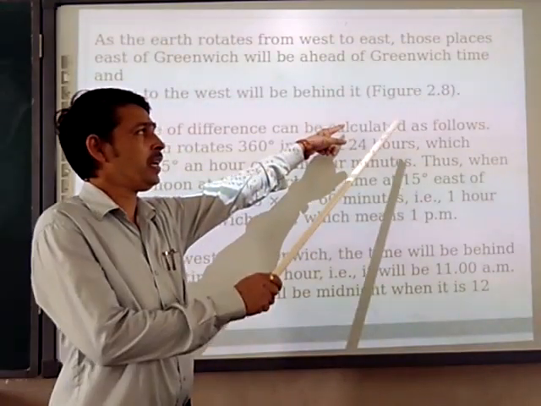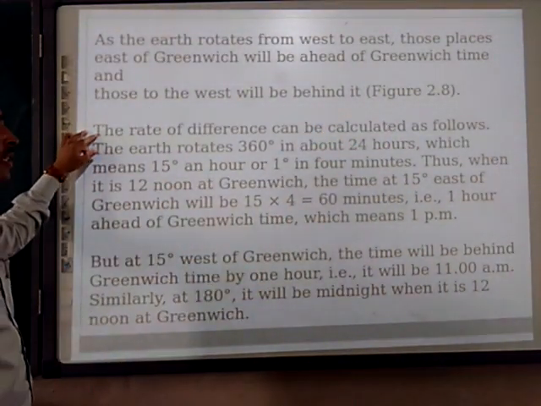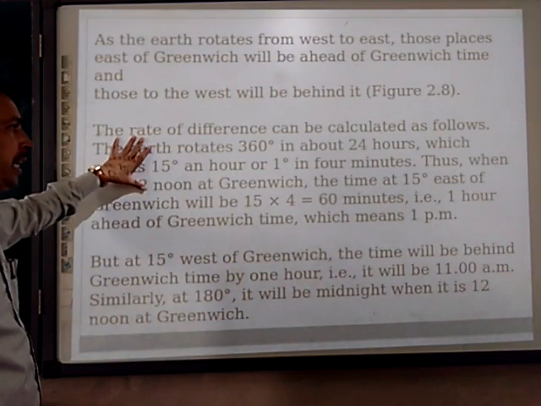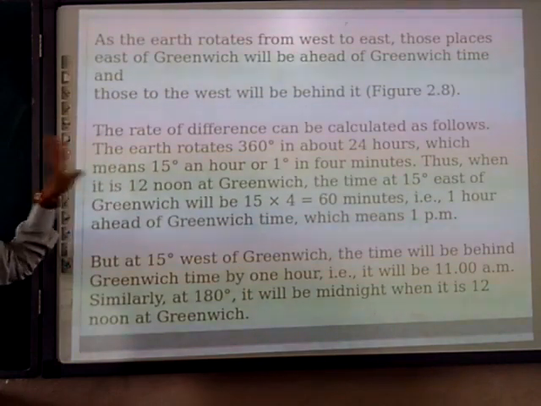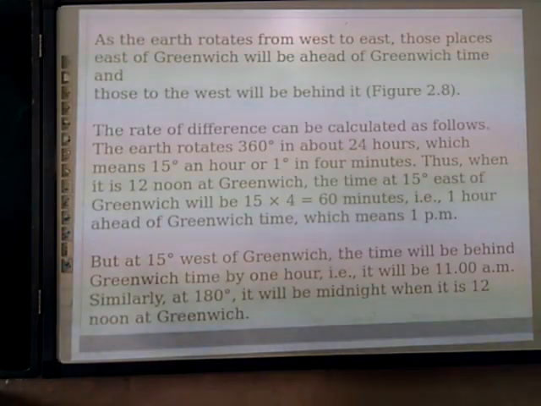So we are going to see figure number 2.8. The rate of the difference can be calculated in this way. I request you all to have a reading. This I have taken from the textbook itself. The rate of difference can be calculated as follows.